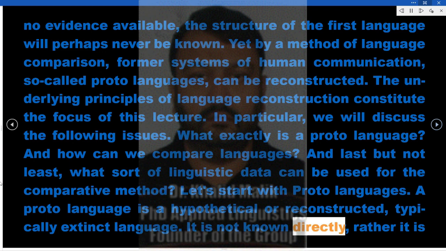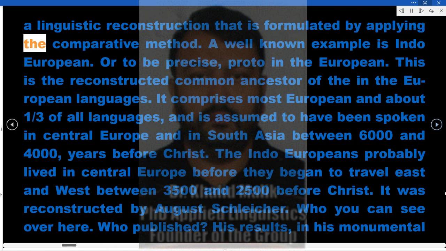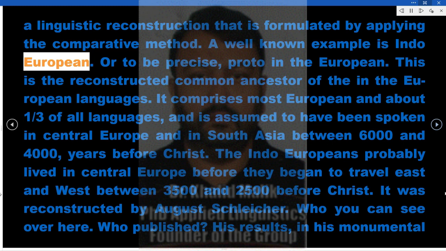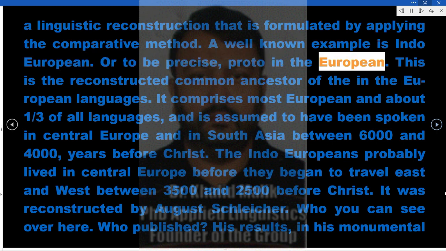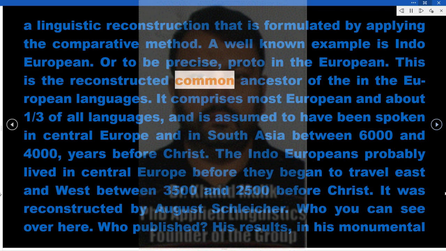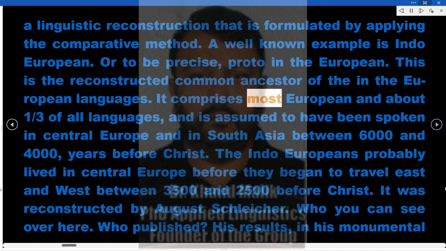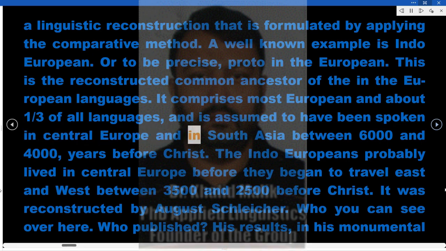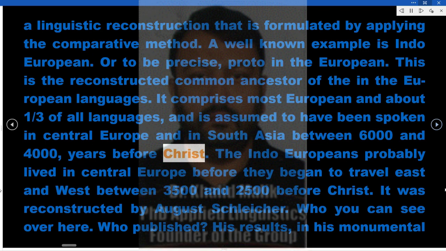It is not known directly, rather it is a linguistic reconstruction that is formulated by applying the comparative method. A well-known example is Indo-European. Or to be precise, Proto-Indo-European. This is the reconstructed common ancestor of the Indo-European languages. It comprises most European and about one-third of all languages, and is assumed to have been spoken in Central Europe and in South Asia between 600 and 400 years before Christ.